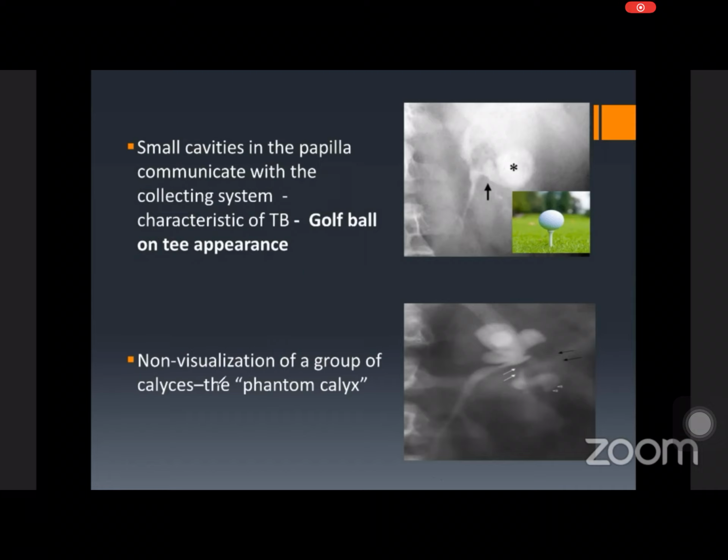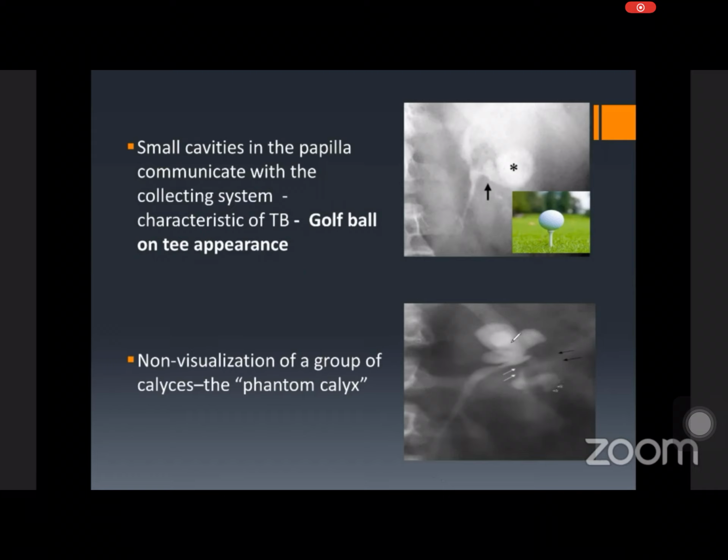So sometimes there can be non-visualization of a group of calyces due to stricture in the infundibulum. As the disease progresses from the minor calyces to the pelvis, there is formation of strictures in the infundibulum. This can result in asymmetrical calycosis, and if there is a complete stricture, there can be non-visualization of a group of calyces.